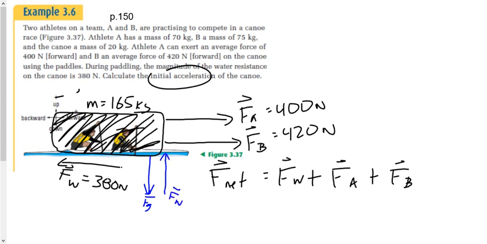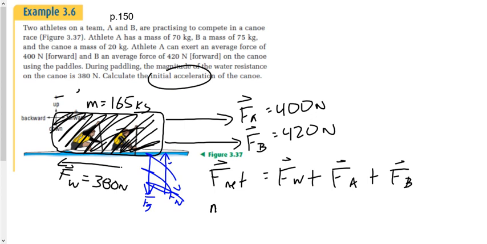And what do we know about gravity and the normal force? Remember what we said a few minutes ago? If two forces cancel, then just take them out. So gravity and normal force cancel each other out there. So all we care about is this force of water, the force applied by A and the force applied by B. Okay, now we want to find the acceleration.